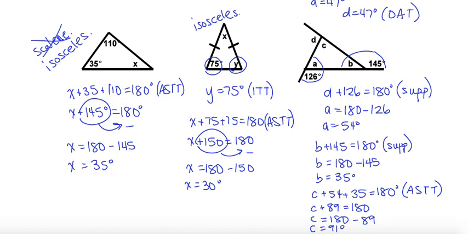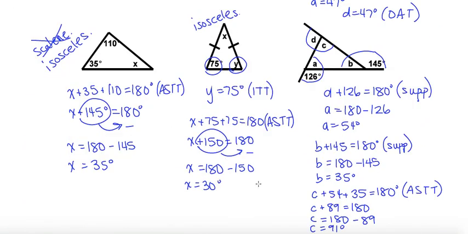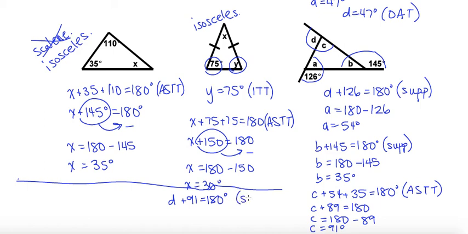And lastly, you want to solve for D. D and C also create a straight line. I'm just going to draw a line through here. So D plus 91 is equal to 180 degrees. Again, that's your supplementary angle theorem. So D is equal to 180 take away 91. So D is equal to 89.